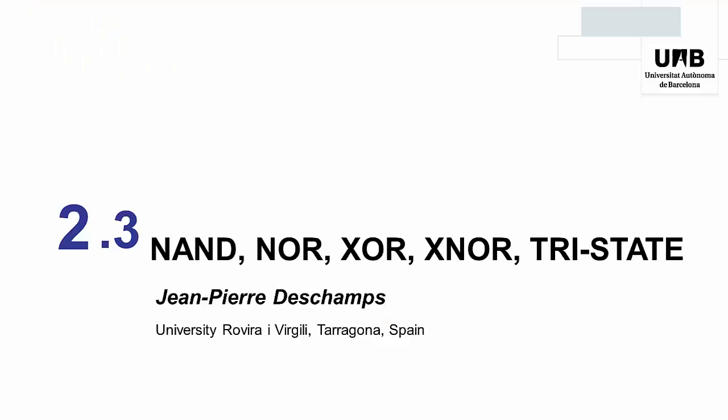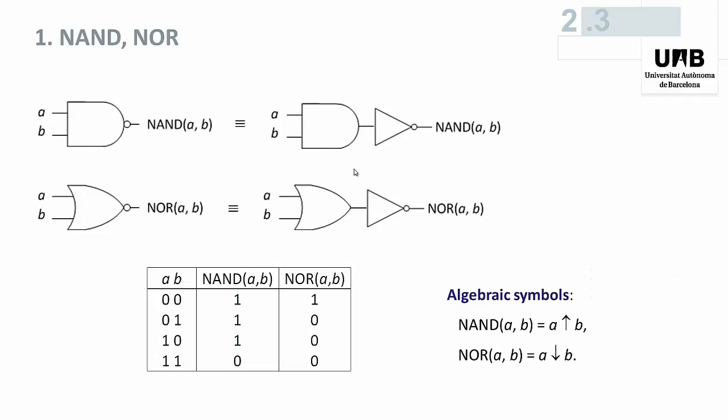In the preceding lesson, we have seen how any switching function can be implemented by means of AND gates, OR gates, and inverters. But there are other components that allow to implement Boolean functions. NAND and NOR functions have already been defined before. A NAND gate is equivalent to an AND gate and an inverter, and a NOR gate is equivalent to an OR gate and an inverter.